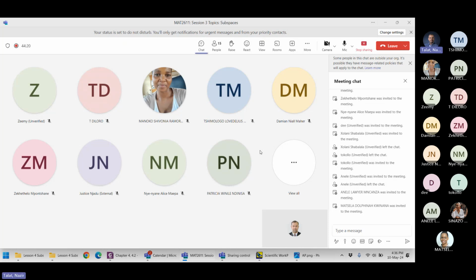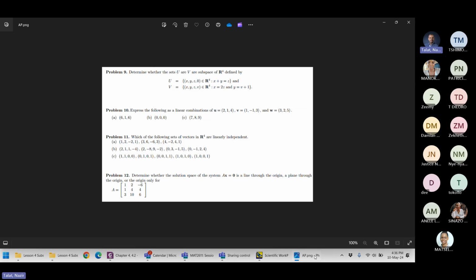Regarding linear combination, linear dependence, independence, and spanning, we will discuss this in the Monday class. I will send you the link and also upload it on the My Module website. So this topic we will study from 4 to 5 on Monday.